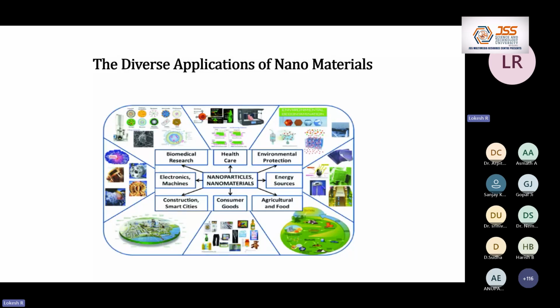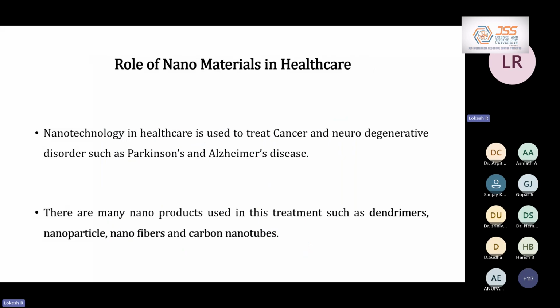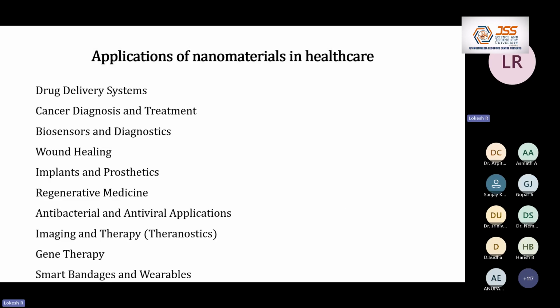So the applications of nanomaterials are also in healthcare. They are ideal candidates for a wide range of biomedical applications. Common types of nanomaterials used in healthcare are nanoparticles and carbon-based materials like gold, silver, silica, carbon nanotubes, and graphene. Usually in healthcare, these nanoparticles or materials are used to treat cancer, Parkinson's, and Alzheimer's disease.